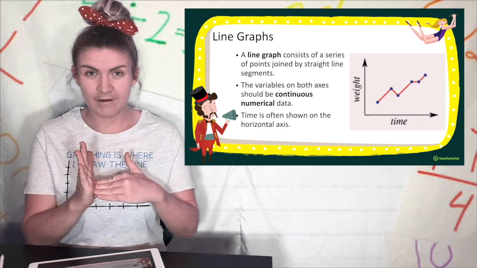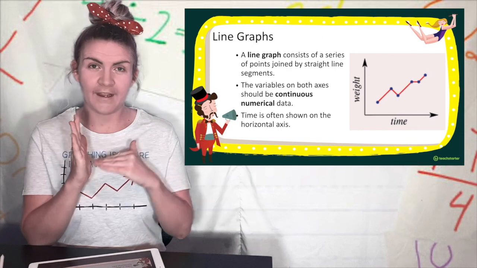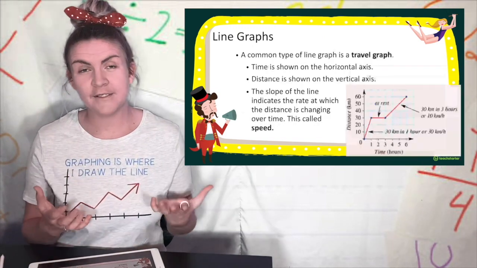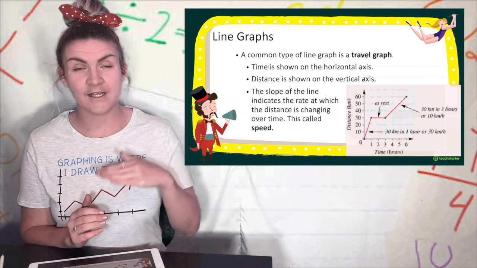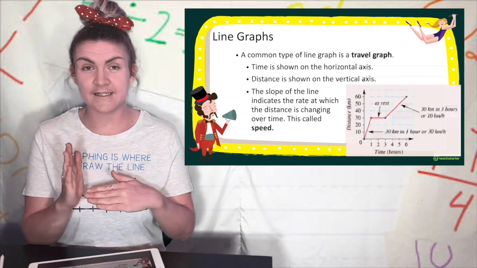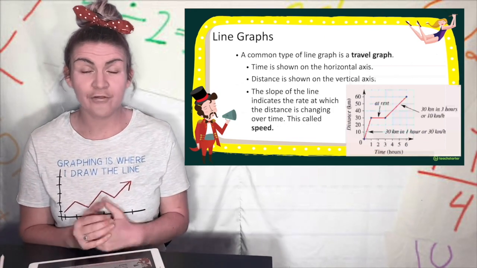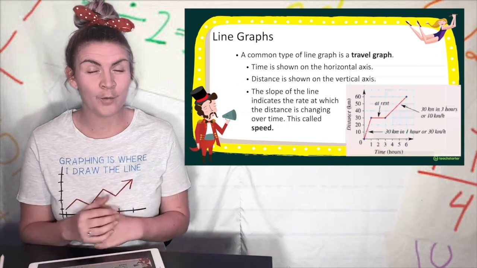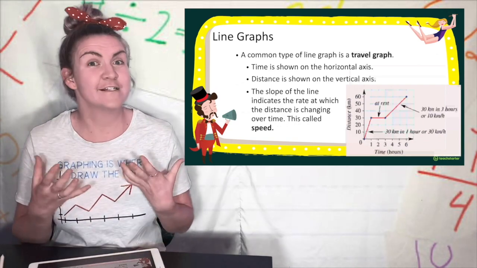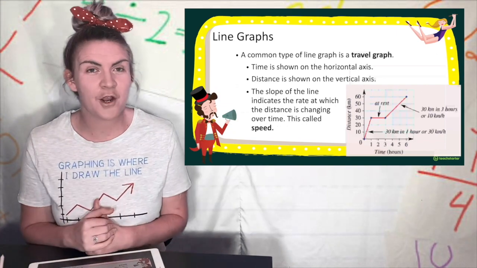Because both variables are continuous numerical, we often show time on the x-axis. A common type of line graph is a travel graph. In these graphs, time is shown on the x-axis and distance is shown on the y. The slope of the lines indicate the rate at which distance is changing over time, or we might know it more commonly as speed. The steeper the slope of the line, the faster they are going.